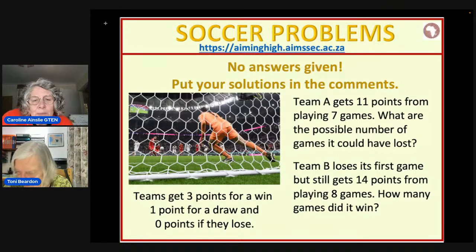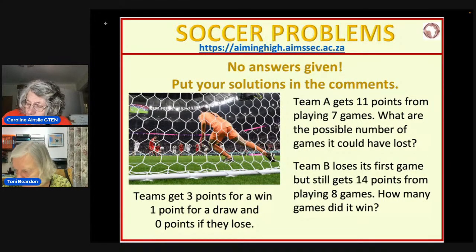Okay, so Team B loses its first game, but it gets 14 points from playing 8 games in all. So that's 14 points from 7 games? Or is there a total of 9 games? 8 games total. Yes, but it loses its first game. All right, so we've got 7 more games, in which case, so I'm just going to focus on that. We've got 7 games and 14 points.